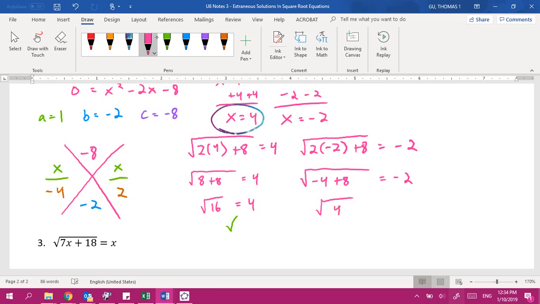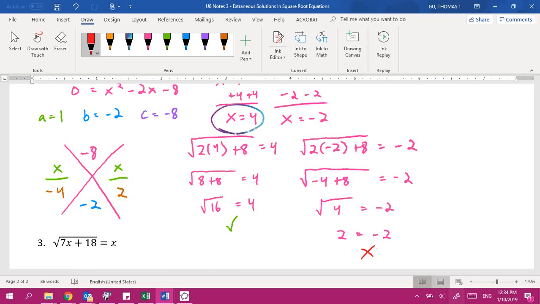So what is the square root of 4? 2. Is 2 equal to negative 2? No. So you can see even if you work it out, you're going to get the same result, that it doesn't work. So x equals negative 2 is not a solution. That's an extraneous solution. So your answer is 4.